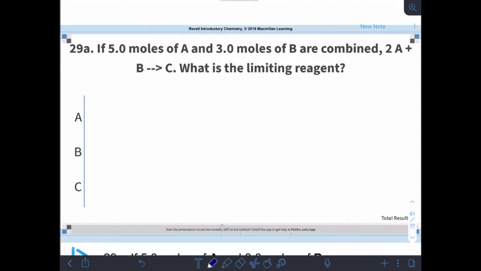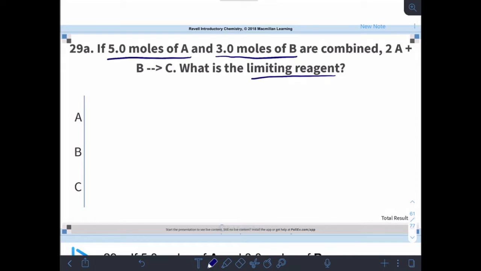Now, I want to point something out: anytime you are given amounts of both of your reactants, that means you're going to be looking for a limiting reagent. Let me say that again, if you're given the amounts of both reactants, you need to look for a limiting reagent. In this case, we're specifically being asked for that.